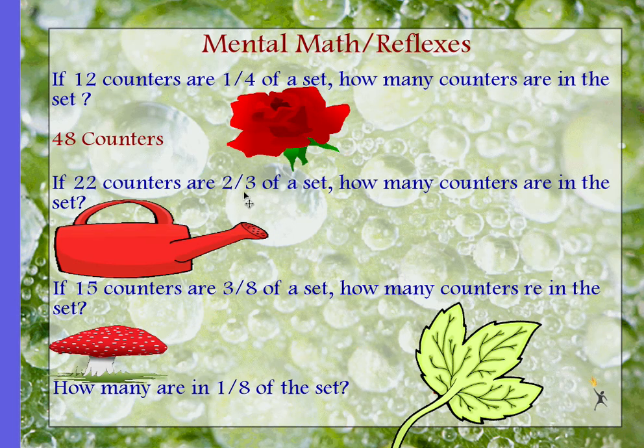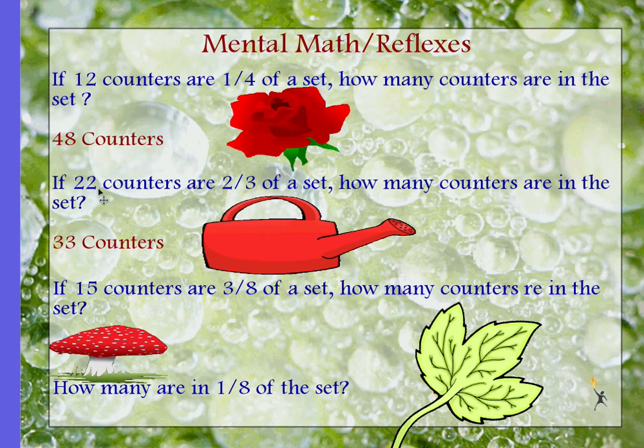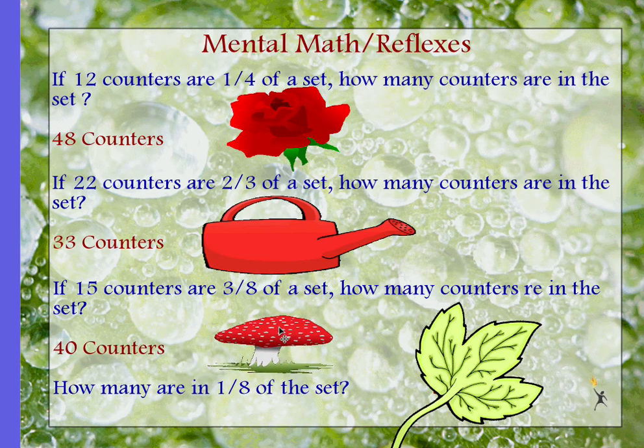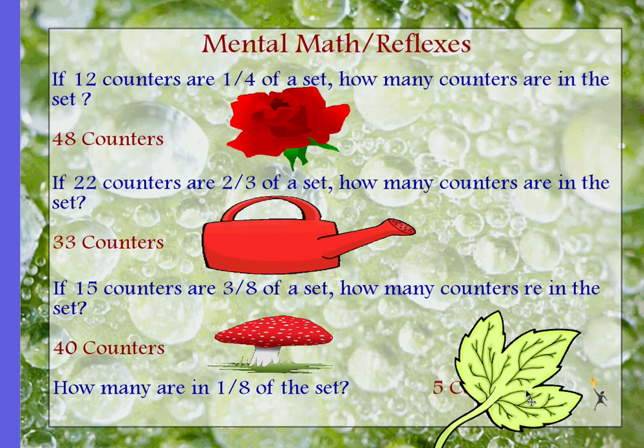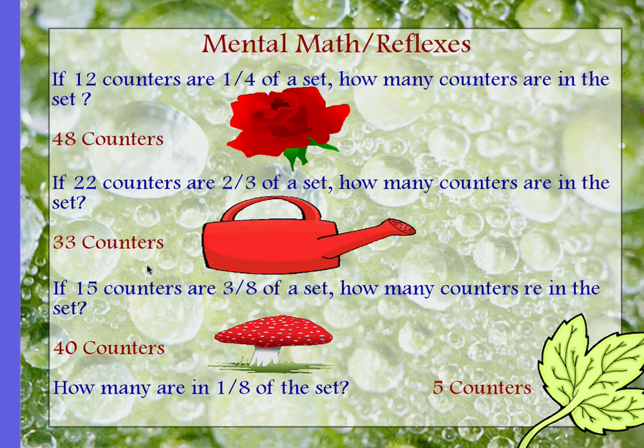If 22 counters are 2/3 of the set, how many are in all? It would be 33. There are going to be 11 in one third, so 11 times 3 is 33. If 15 counters are 3/8 of a set, how many counters are in the whole set? 40 counters. And then how many are in 1/8 of that set? There's just 5. 15 divided by 3 is 5. That's how we get this: 5 times 8 to get to 40.